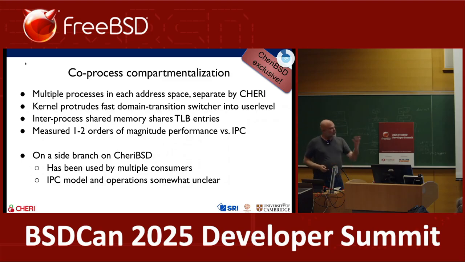And then co-process compartmentalization is another kind of compartmentalization. So Edward developed this primarily. The idea is that since you can actually have multiple processes within the same address space that are fully isolated except for an IPC mechanism, we can provide fast domain transition, probably a couple orders of magnitude faster than, say, Unix domain sockets or pipes. So really pretty cool. It's been on a side branch because it adds yet more VM complexity. And we're not totally sure which of the ideas are the right ones.